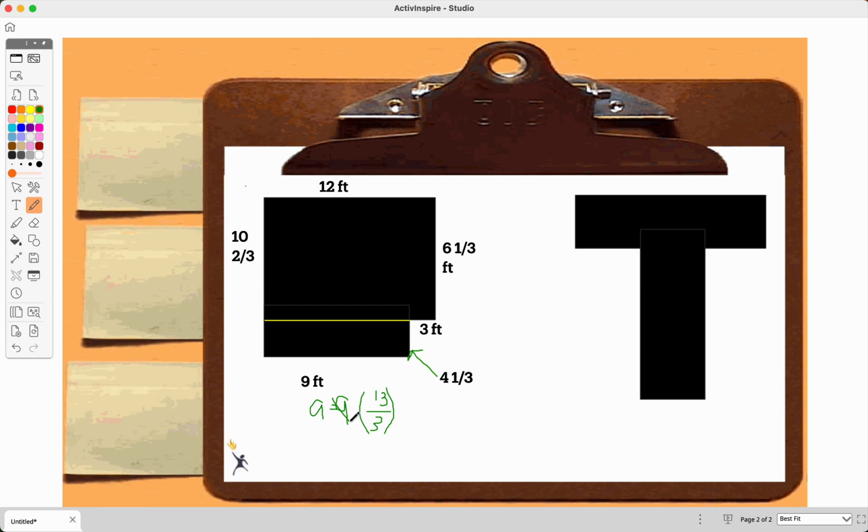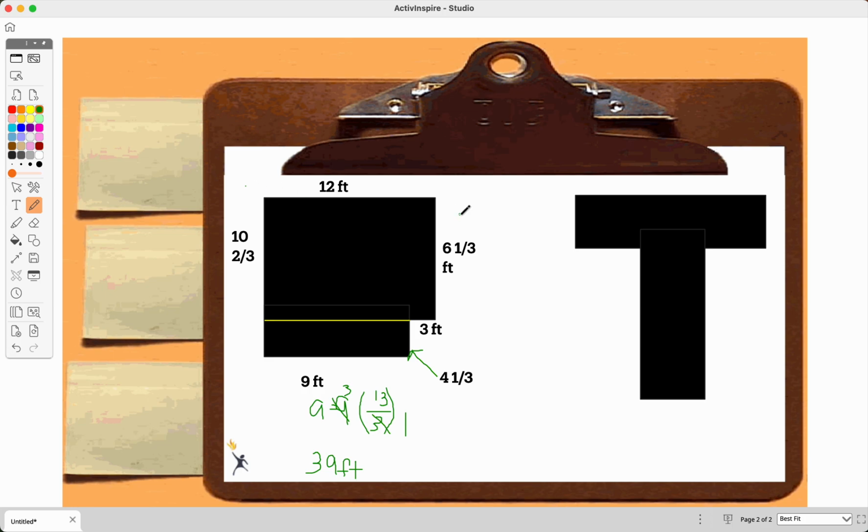And then I'm going to cross reduce because that actually does make my life way easier on this one. All right, 9 times that is 1 and 3. So 13 times 3, so this is 39 square feet. So that's my first shape. I'm going to do the same math on something like this on the next one.